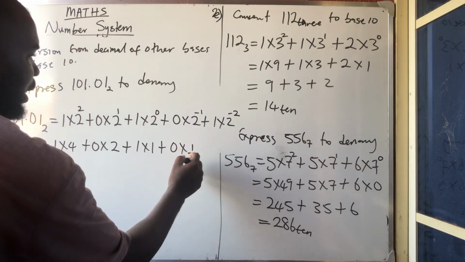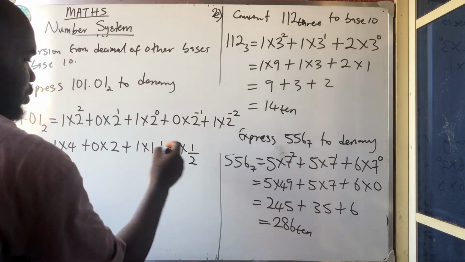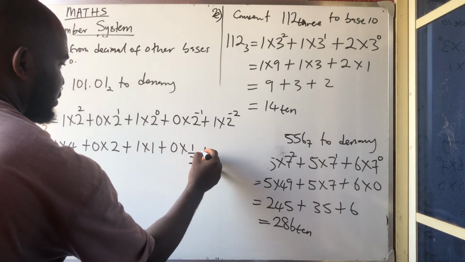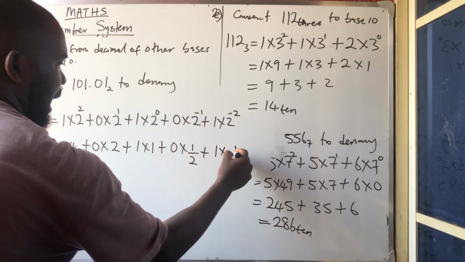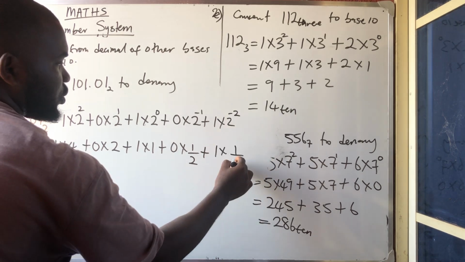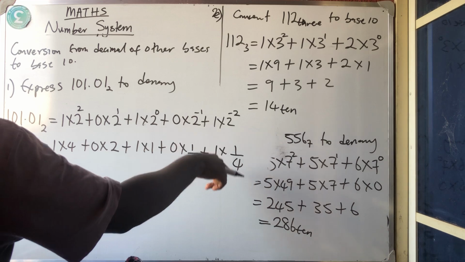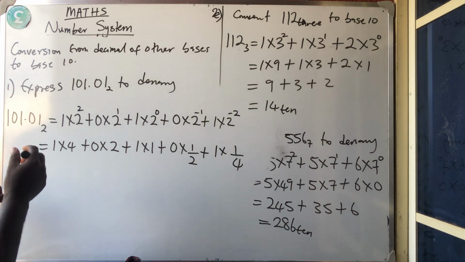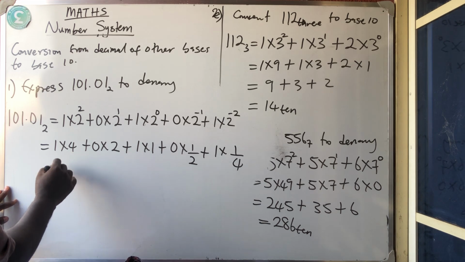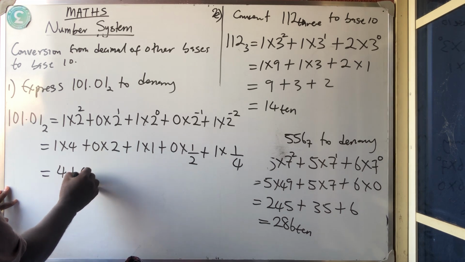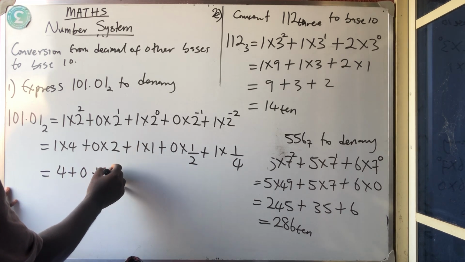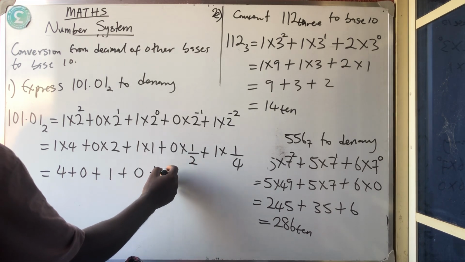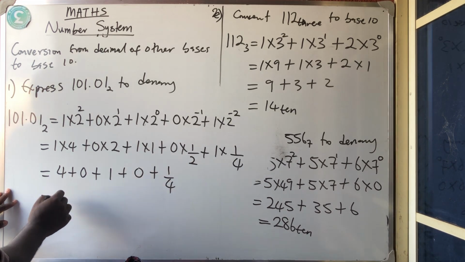It will be 1 over 2 raised to power 1 is 2, plus 1 times 1 over 2 raised to power 2 is what? 4. Because of the minus, just put it 1 over. So my answer now becomes 4 times 1, 4 plus 0 plus 1 plus 0. Anything times 0 is 0, plus 1 over 4. So you can do that.